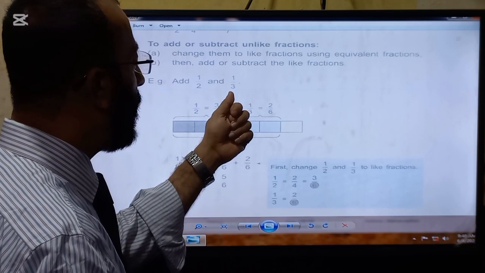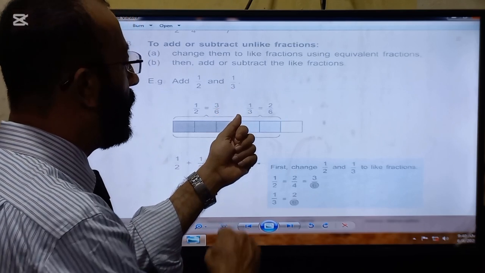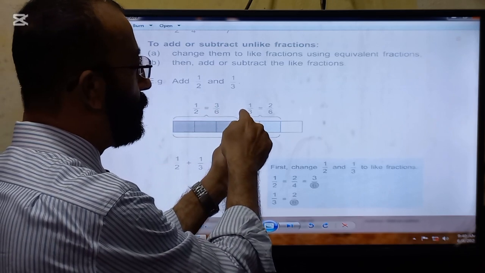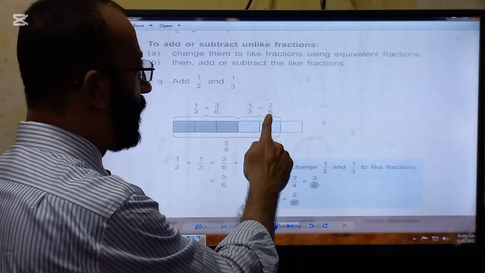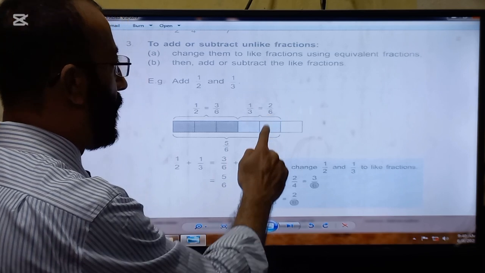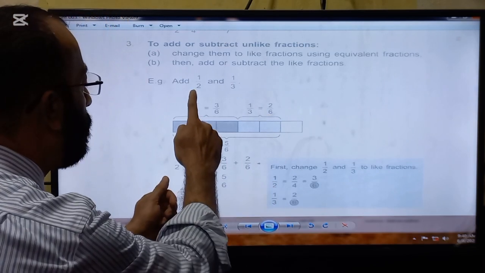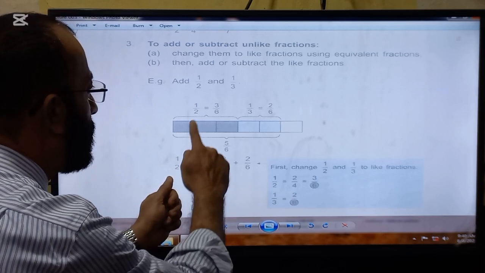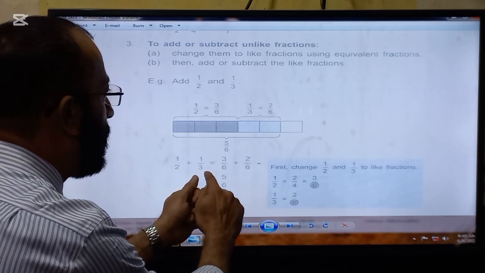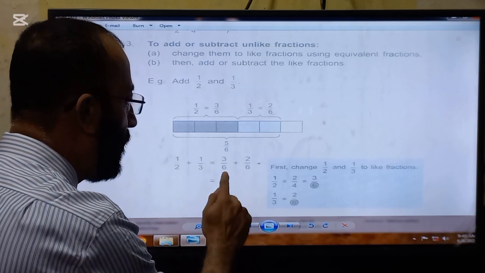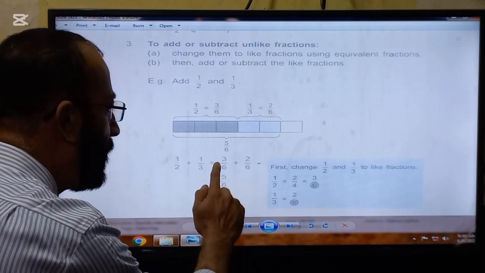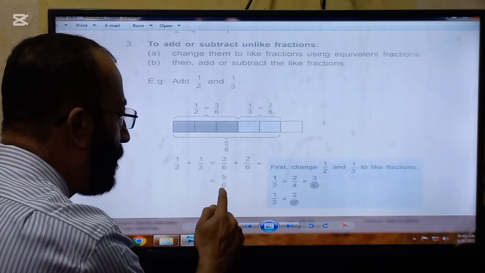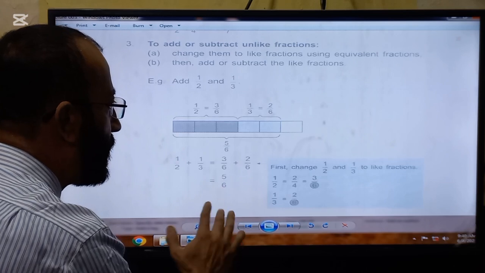Again, in this other fraction, that is 1 by 3, we are going to multiply the numerator and denominator with the same number, that is 2. So 2 ones are 2 and 2 threes are 6. So this fraction 1 by 3 is now 2 by 6. So look now, actually we are going to add these two fractions, 1 by 2 plus 1 by 3. But 1 by 2 is now equal to 3 by 6, and this 1 by 3 is equal to 2 by 6. So these are having the same denominator now. We will just add the numerators, that is 3 plus 2, 5, and denominator will remain as it is. So 5 by 6 is the answer.